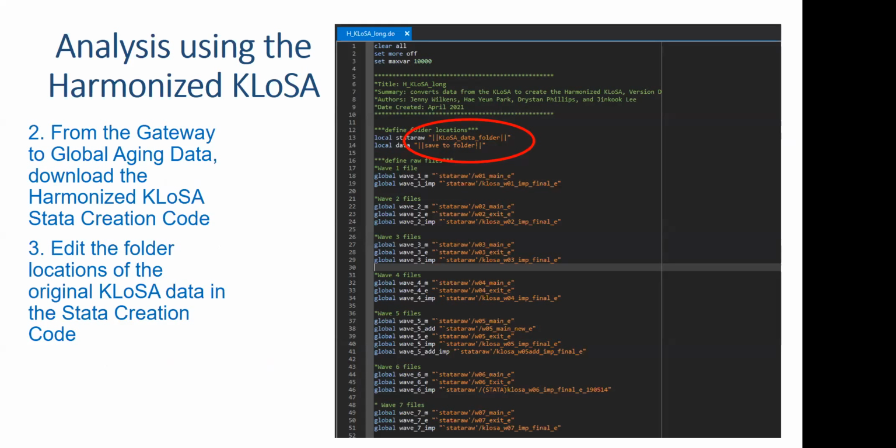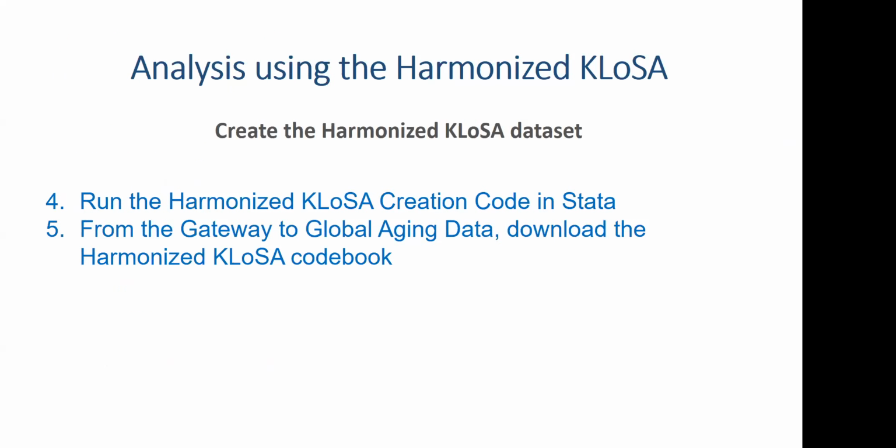Here you can see the lines of code that you'll need to adjust within the circle. You'll want to remove the double bars at the beginning and end of the quotes. These are just an indicator for you to replace the information. Then you can go ahead and run the Harmonized KLOSA creation code in Stata. This can take up to a couple of hours depending on the speed of your computer. Then you'll want to download the Harmonized KLOSA codebook from the Gateway to Global Aging Data downloads page.